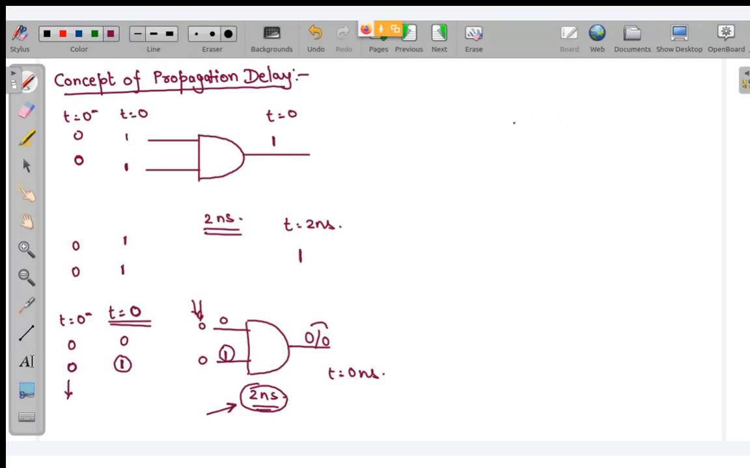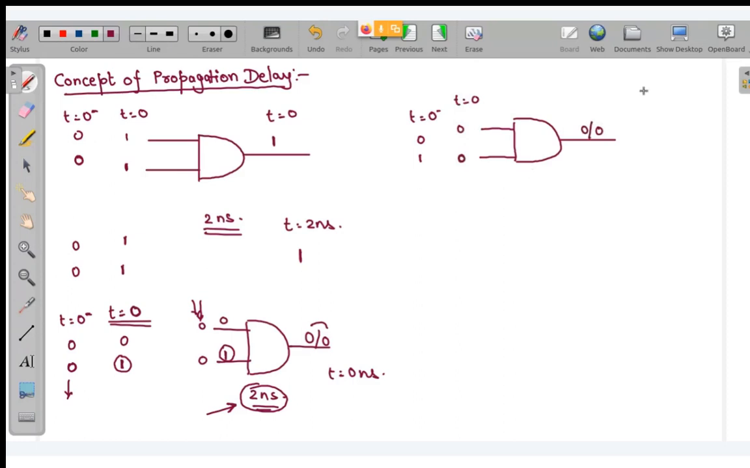For one input you are what gate? Changing, same, like a NAND gate. Okay. So at t equal to 0 minus, you have 0 and 1. And at t equal to 0, I applied 0 0. You took 0 0. So what will happen? Your output will be still 0.